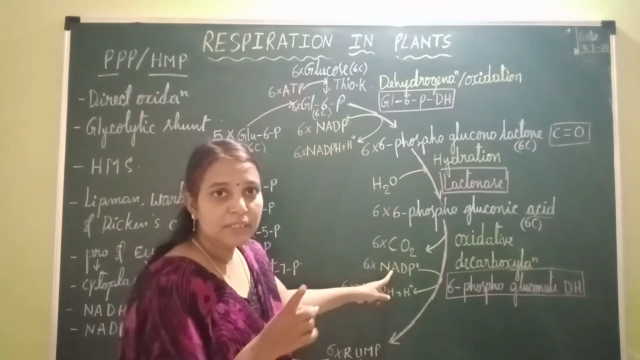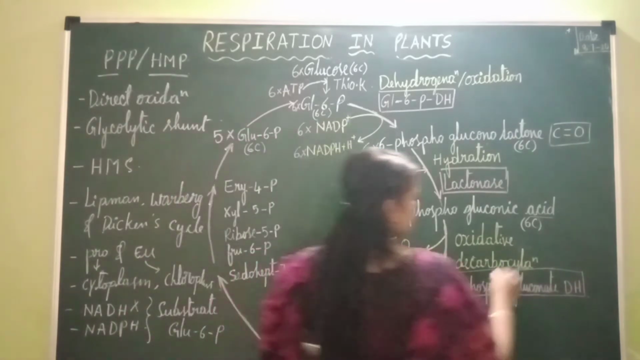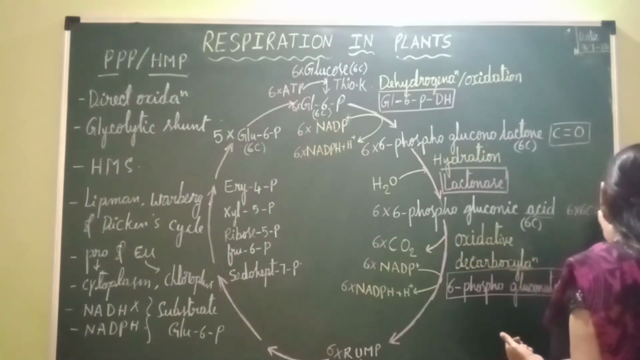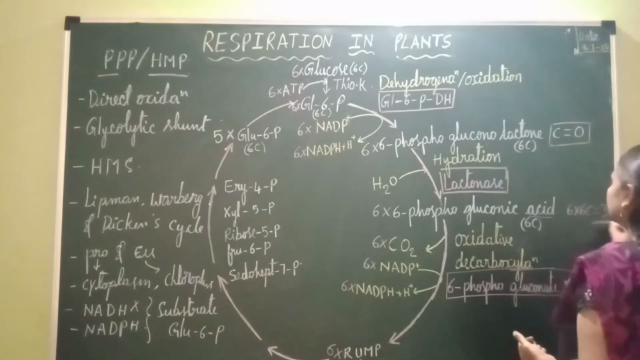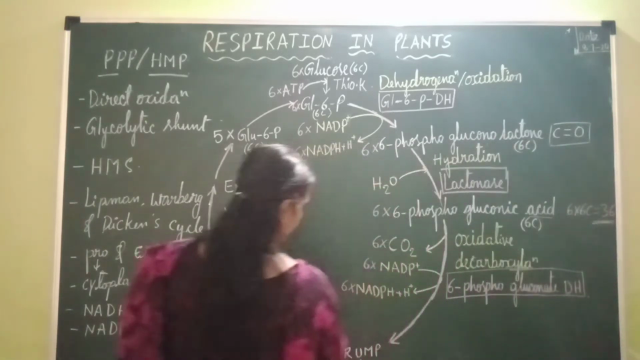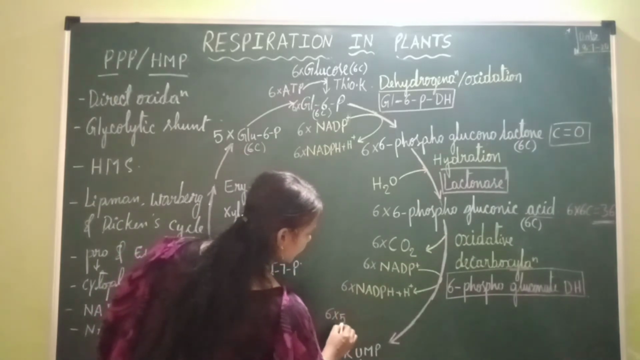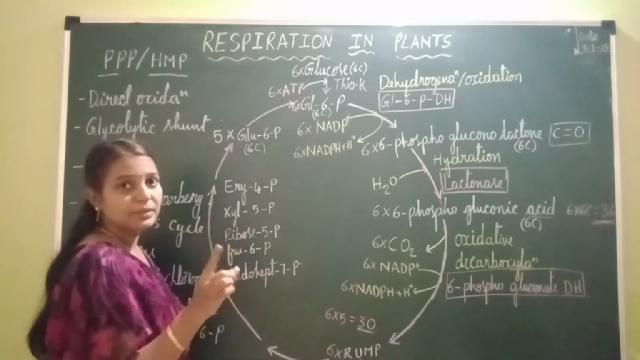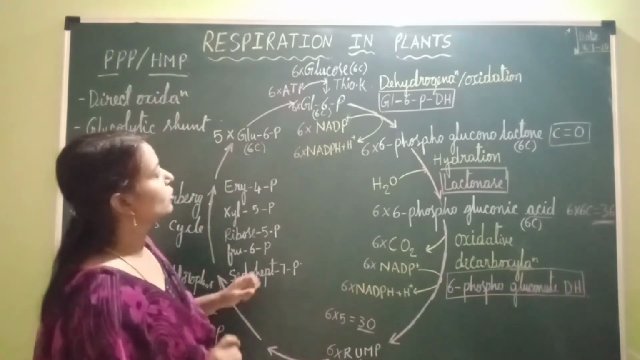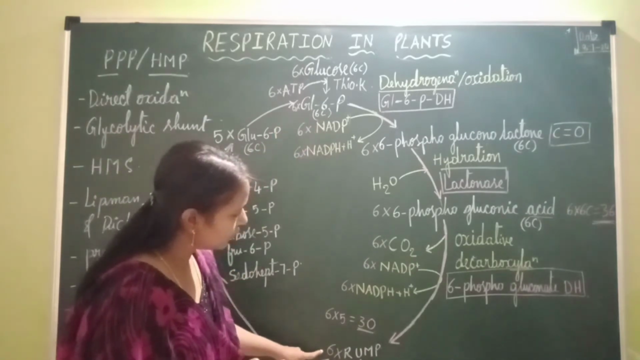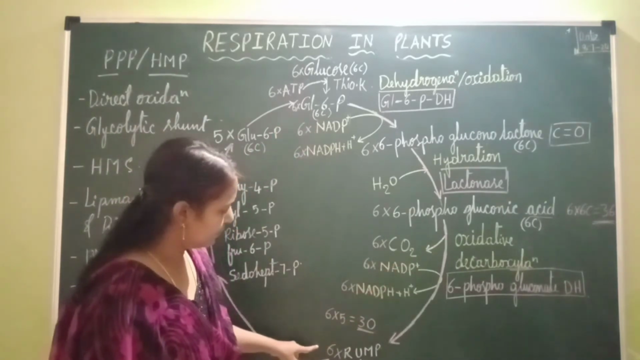6 carbons from 6 molecules. So here, 6 molecules into 6 carbons, how many carbons? 36 carbons. Here 6 molecules into 5 carbons, so how many carbons? 30 carbons. So 36 minus 30, 6 carbons are lost. That means 1 molecule of glucose 6-phosphate has been broken down by the end of this oxidative decarboxylation.